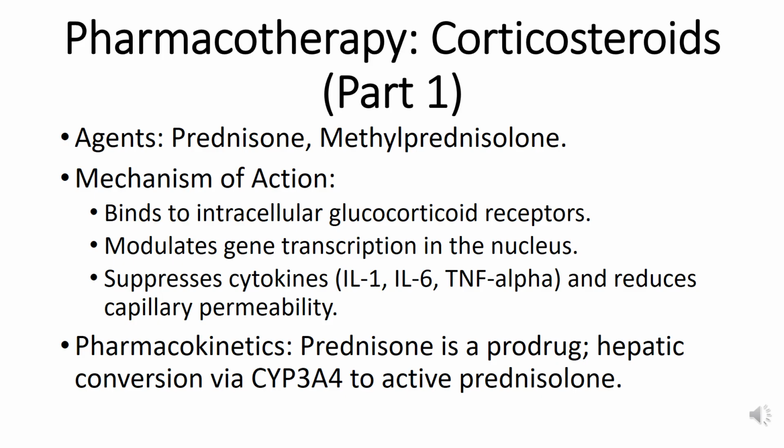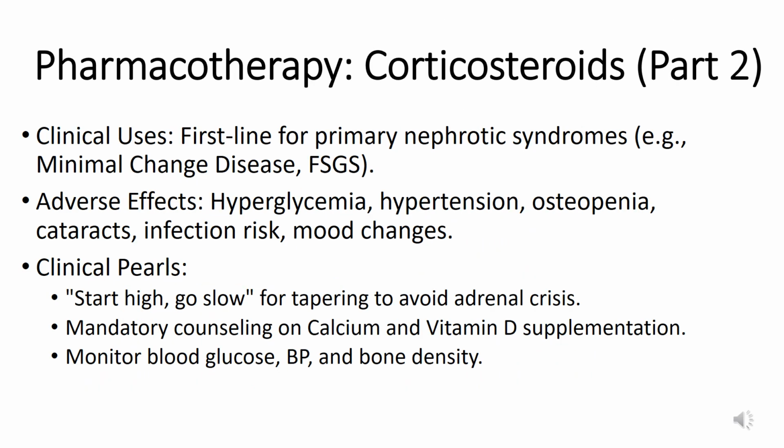Overall, corticosteroids are powerful immunosuppressive agents. They reduce inflammation at the genetic level. They suppress harmful immune responses. And they remain a cornerstone of therapy for many glomerular disorders. Corticosteroids remain a cornerstone of treatment for many glomerular diseases. Their powerful anti-inflammatory and immunosuppressive effects make them highly effective. In many patients, they are considered first-line therapy.